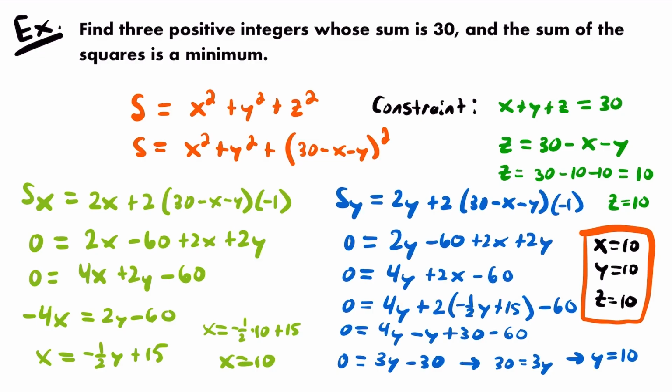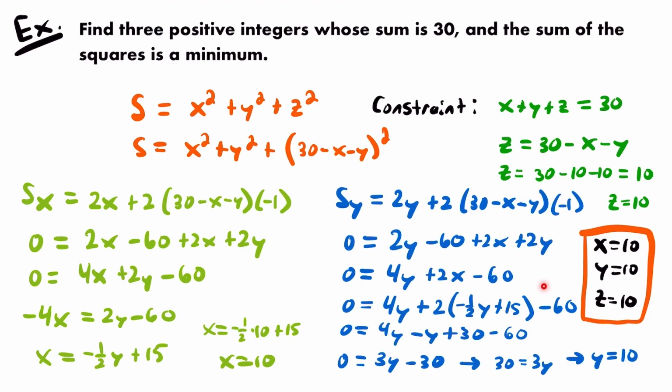And if you wanted to calculate the sum of their squares, you could. You'd take 10 squared plus 10 squared plus 10 squared, which would give you 300. And so based off our work here, we can assume that that would be the smallest possible sum of the squares for three numbers whose sum is 30.